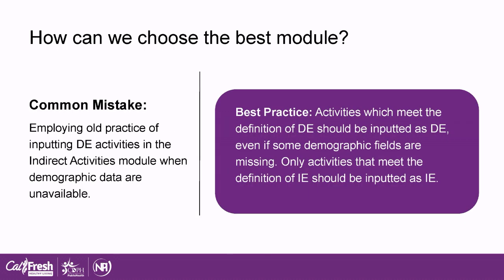Alright, with these definitions in mind, the common mistake that we'd like to address in this video is actually the outdated practice of inputting DE activities as IE when some demographic information for participants is missing. This practice is a relic from before PEARS, and while it's no longer needed, we still see many folks doing this in their entries. What we need now is for practitioners to revisit those definitions of DE and IE and simply input their activities according to how they align with the module definitions.